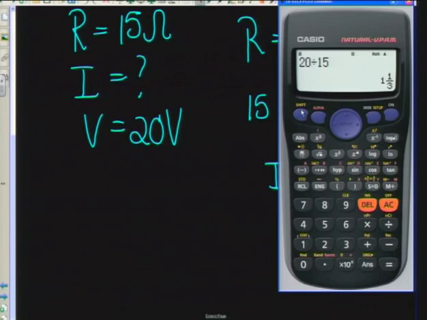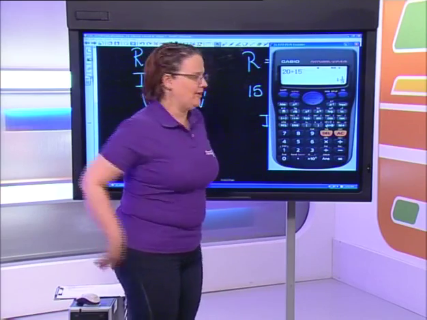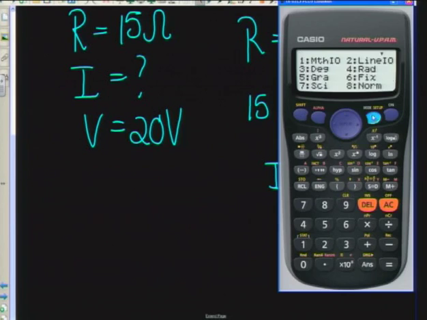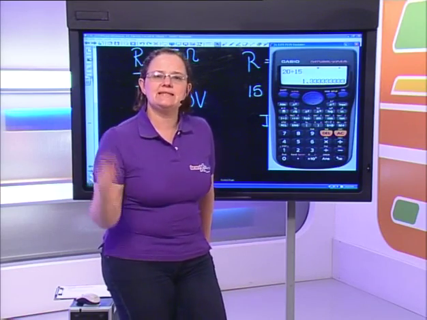It didn't even do what I wanted there. Okay, now it gives me 1 1/3. We don't write it like that either. So what I'm going to do is change the mode. On your calculator, for science, you really need to have it in linear mode. Now watch what happens. If I go 20 divided by 15, it gives me 1.33. That's my answer.